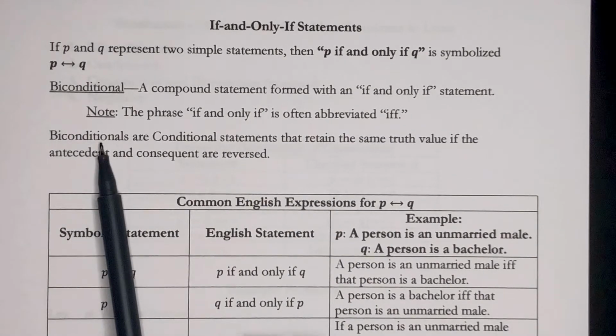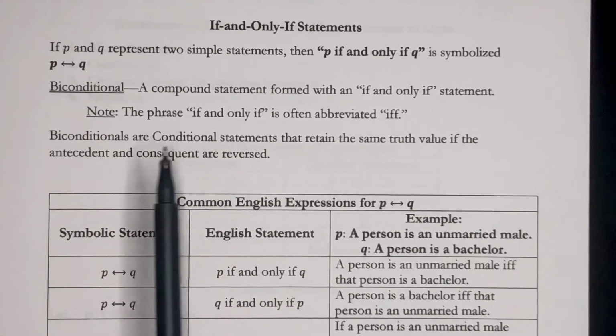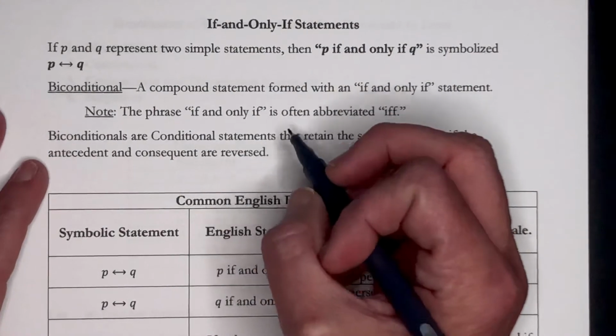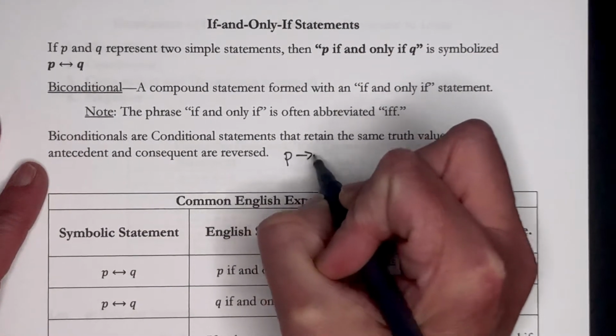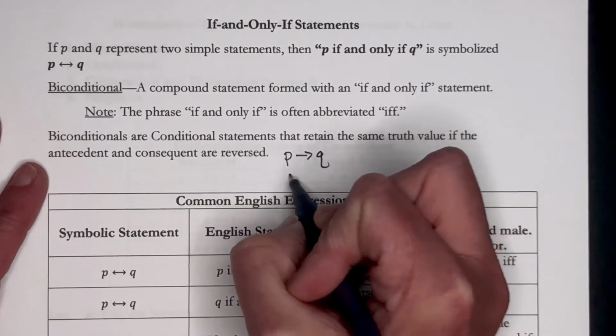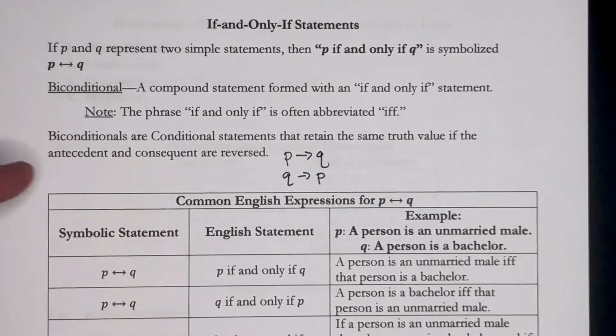Okay, biconditionals are conditional statements that retain the same truth value if the antecedent and consequent are reversed. So basically what this is saying is that you have a biconditional. If P, then Q is true, and also if Q, then P. We cannot always flip around a conditional statement, but if you can, it is a biconditional. It works in both directions.